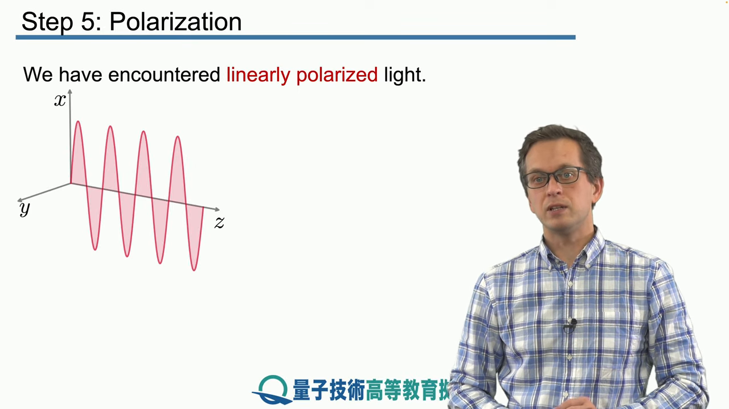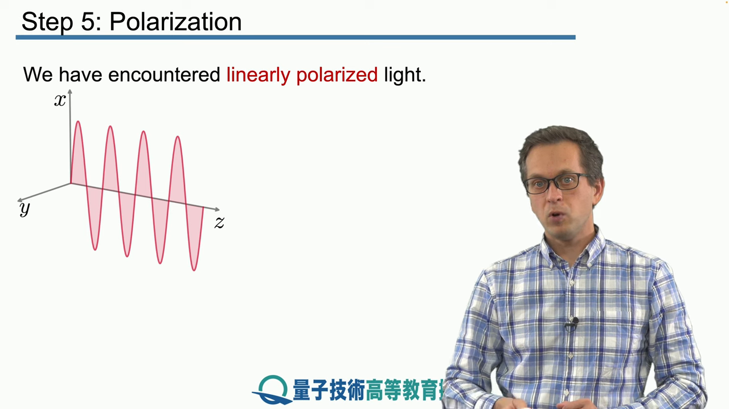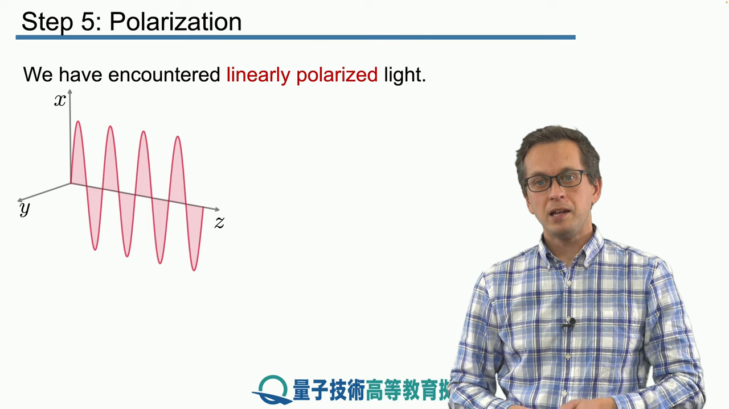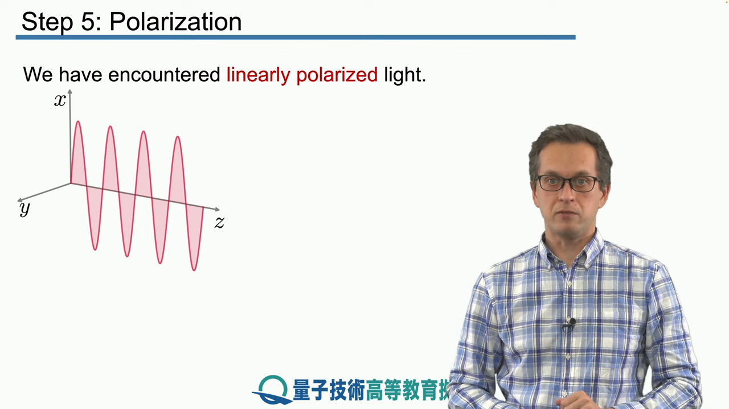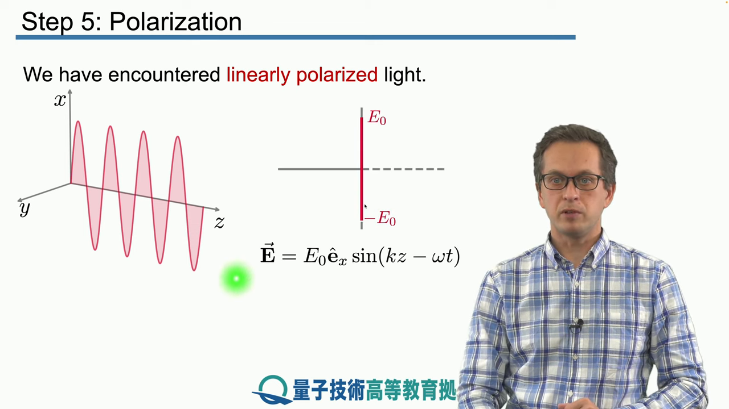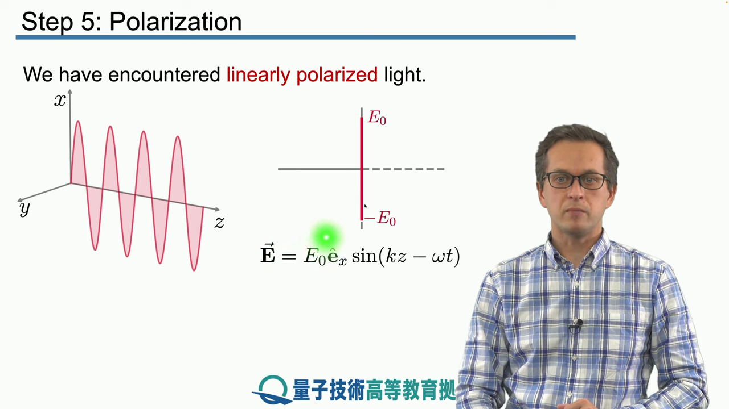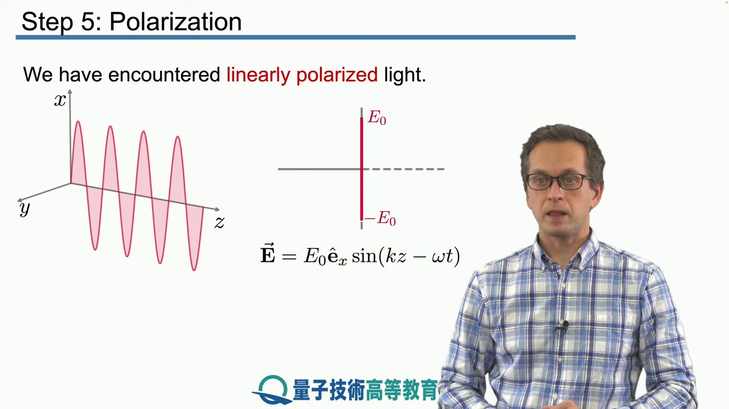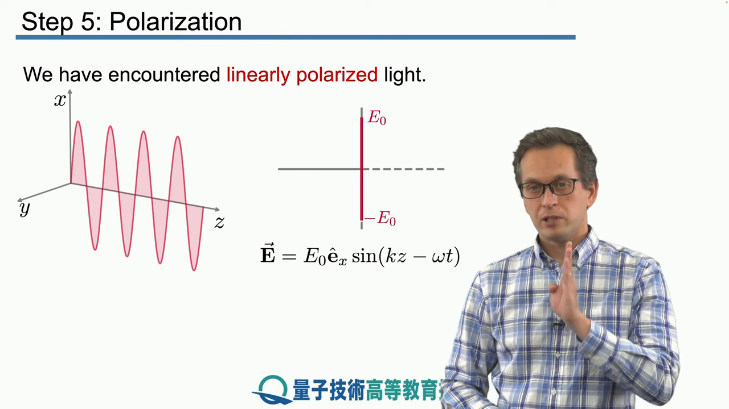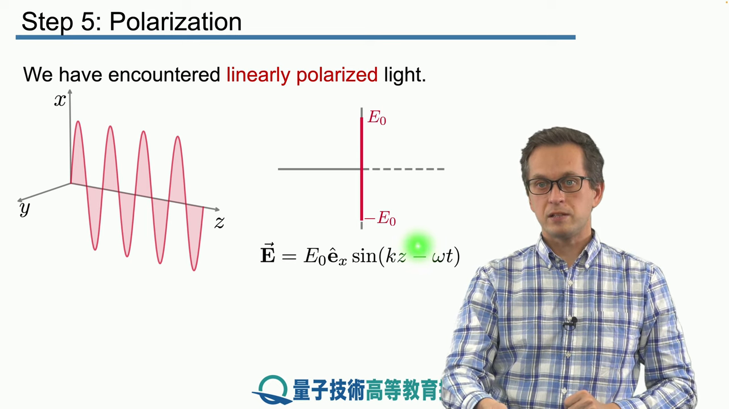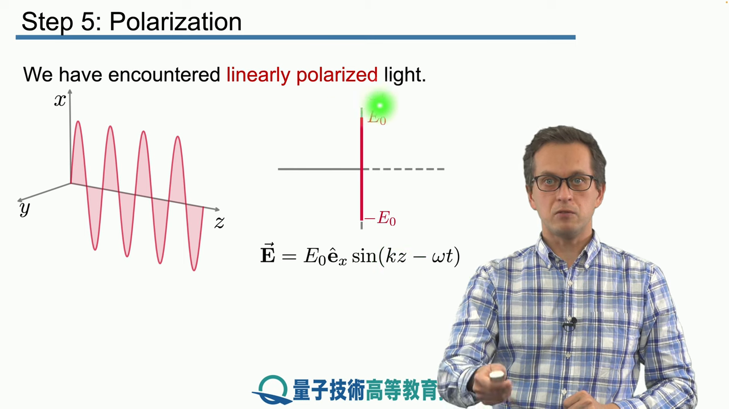So far we have encountered linearly polarized light. We always were considering simple examples where our electromagnetic wave was traveling in the Z direction and the electric field was oscillating only in the X direction. And we wrote it down as follows with this simple form. We said that our electric field had some magnitude E naught, it was oscillating in the X direction, and here is the sine component of the wave and the time variation. So if we look at the wave as it is coming at us, we see the following picture. We see that it's only oscillating in this X direction.